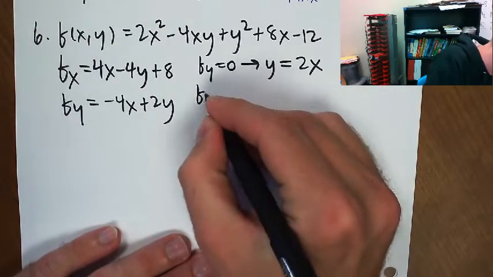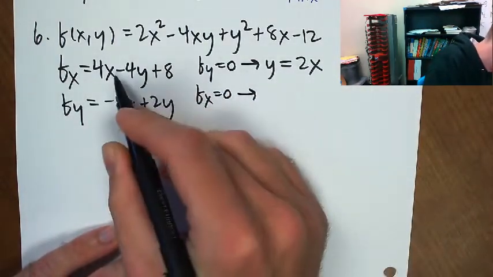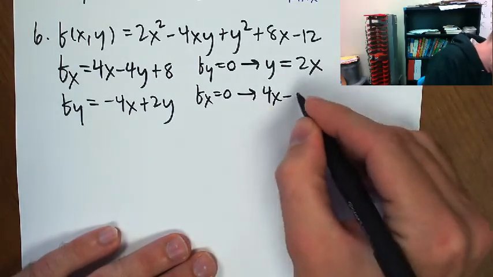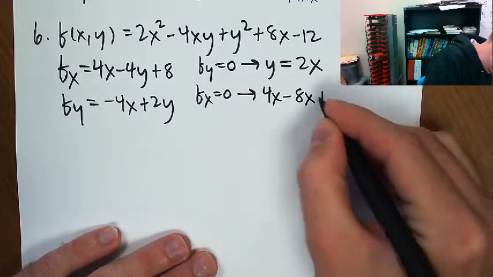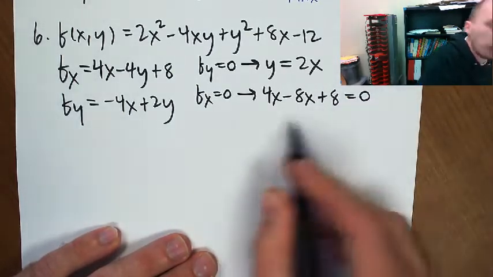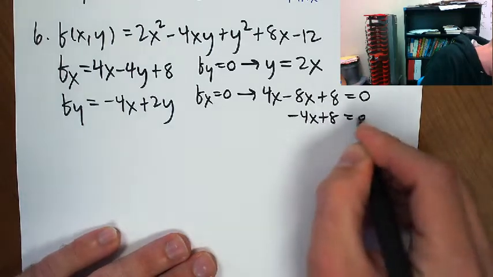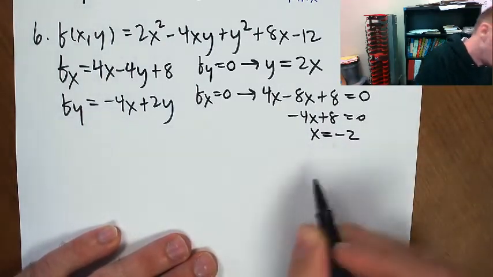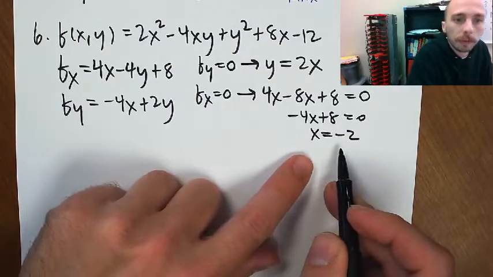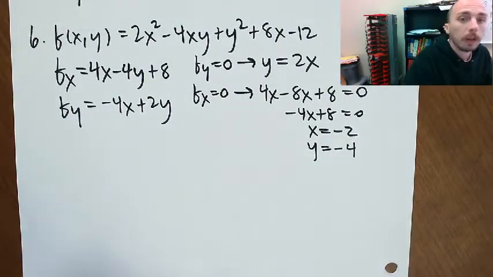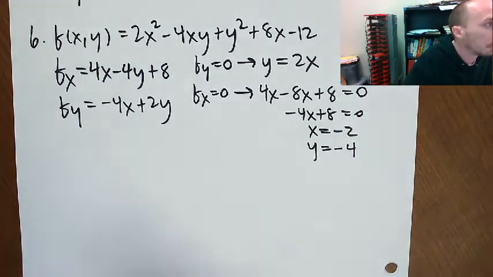Then fx equals 0 gives me 4x minus 4y. 4y would be 8x, plus 8 equals 0. We can work with this. That's negative 4x plus 8 equals 0. That gives me x equals -2. y equals 2x, so y is going to be equal to -4. And luckily for us, we only got one critical point, so that's going to be good. That could have been way worse. So I've got my critical point.